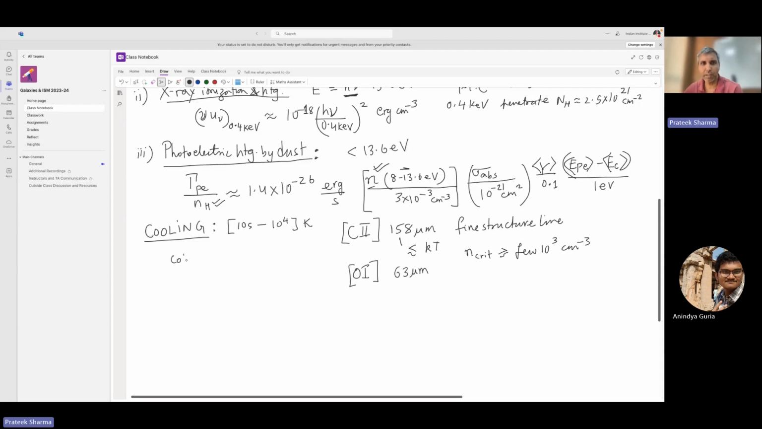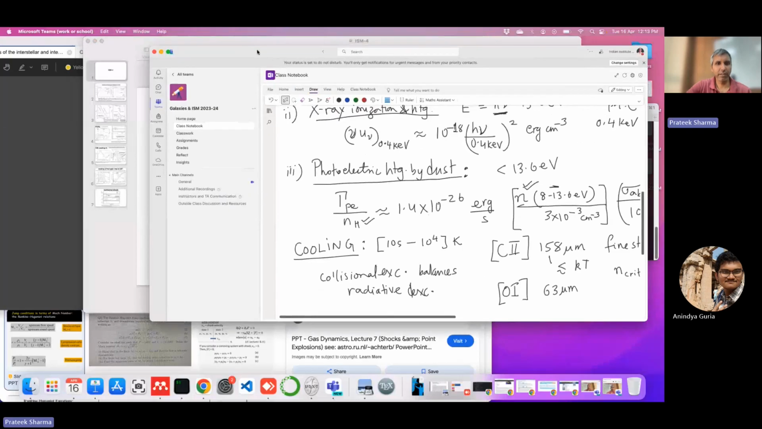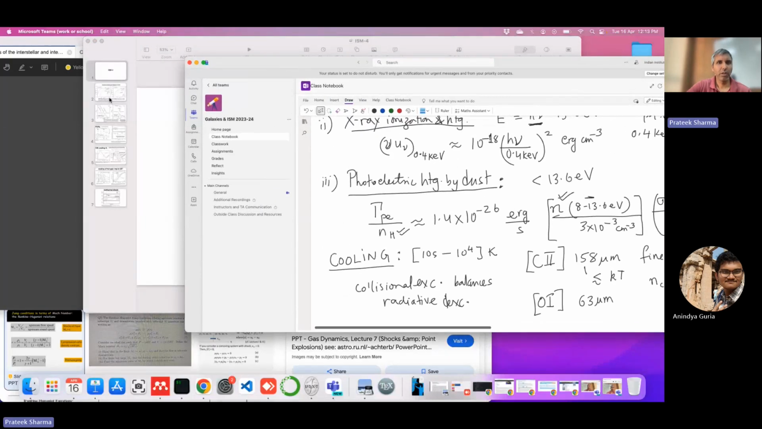So collisional excitation sort of balances radiative de-excitation, which produces these fine structure lines. Okay. So let me actually now show the slides. There, I have actually used figures from the book.